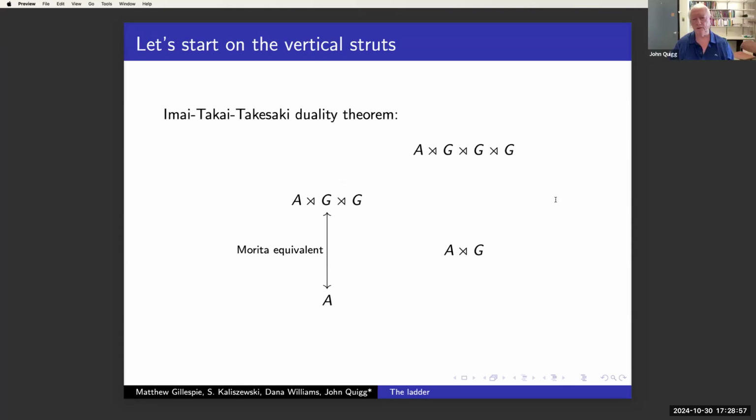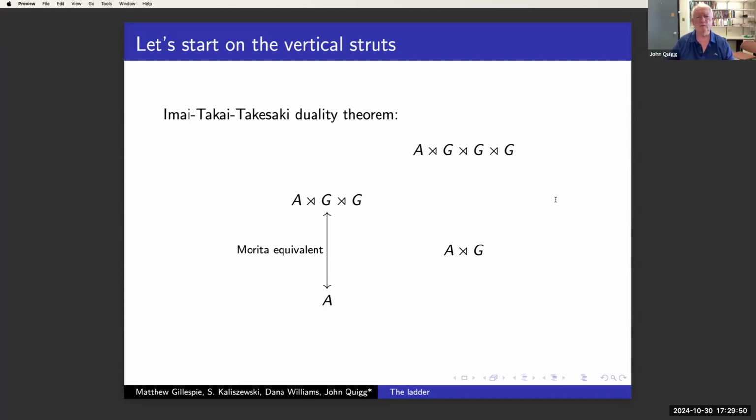Now we have to build the vertical struts. So we start on the left-hand side. We have A at the bottom and the double cross product A cross G cross G at the top. Now I tell you about the duality theorem in this case. The Imai-Takai duality theorem tells you that these two C-star algebras are Morita equivalent. In fact, it's a little bit stronger than that. The original theorem tells us that the double cross product is stably isomorphic to the original algebra A. That's almost the same as Morita equivalence. In fact, in the separable case, they're equivalent in some sense, although if you have a Morita equivalence, getting a stable isomorphism is a non-canonical thing, you have to make choices.